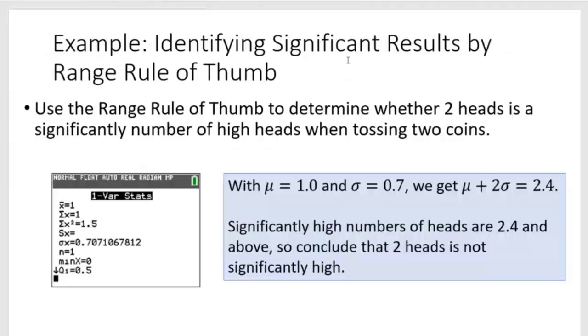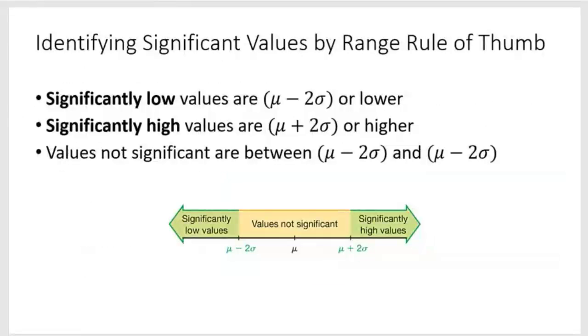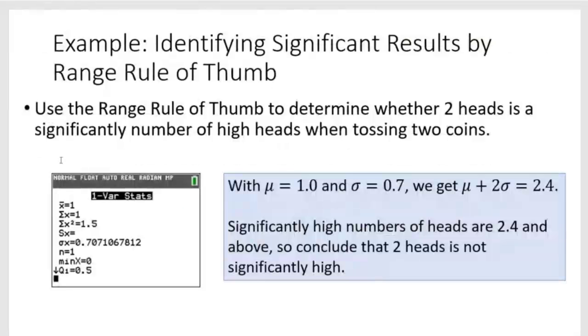Another thing that we can look at is the range rule of thumb. Are these things significant by the range rule of thumb? The range rule of thumb can be used when determining whether or not this is significantly high or significantly low. What was that range rule of thumb? Again, that's what we are using when we're looking at plus or minus 2 standard deviations. Okay, plus or minus 2 standard deviations being significant is really our range rule of thumb.